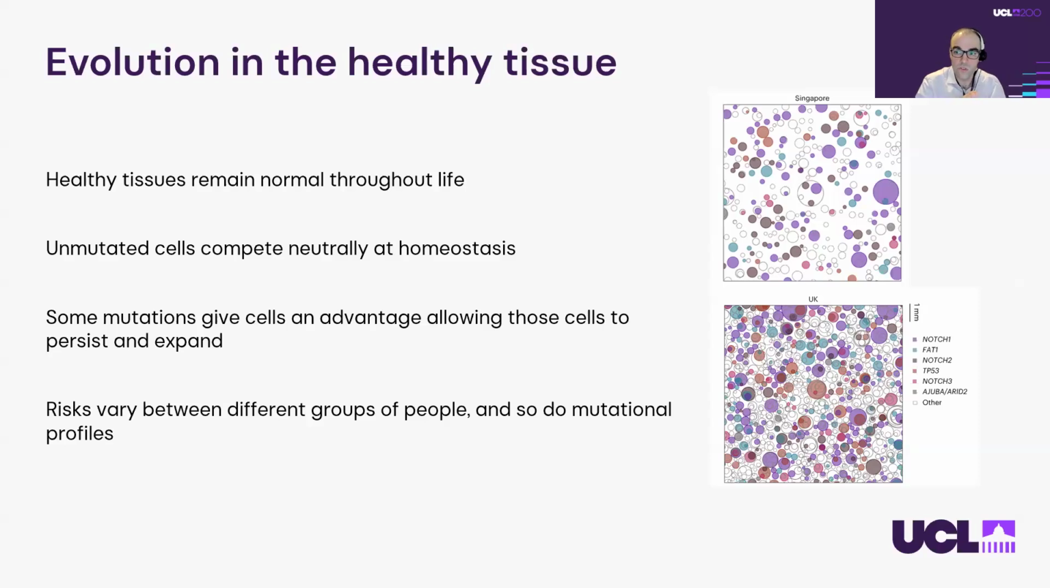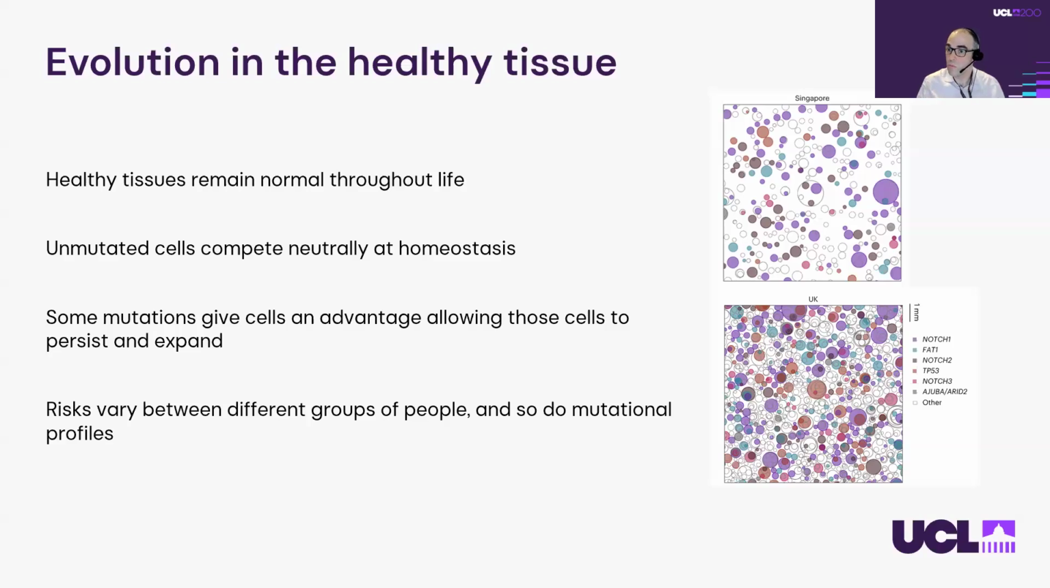Now, it's worth stressing that healthy tissues remain normal throughout life. What I mean by that is if I were to take a look at the tissue from an older person in their 70s or a younger person in their 20s, morphologically, the healthy tissue would look the same. You couldn't see the difference in a microscope, but those tissues are radically different in terms of the mutations they bear.